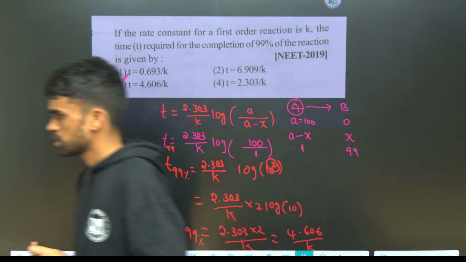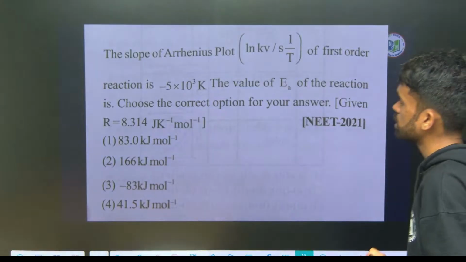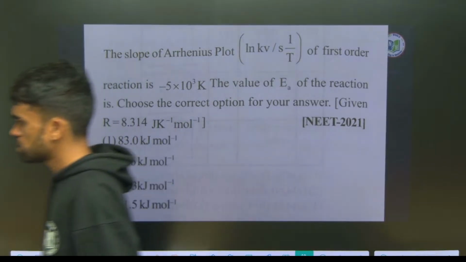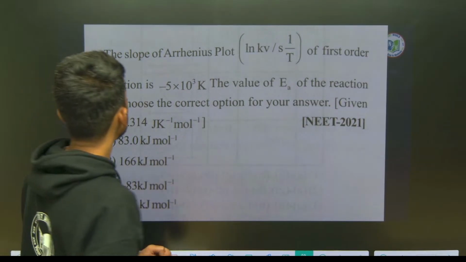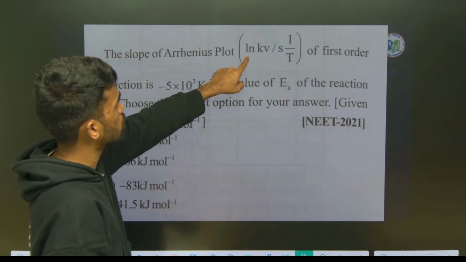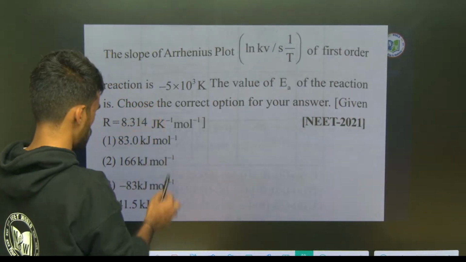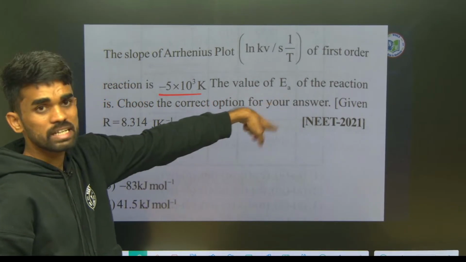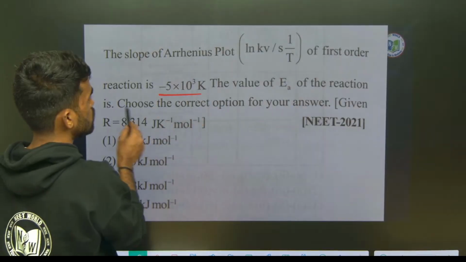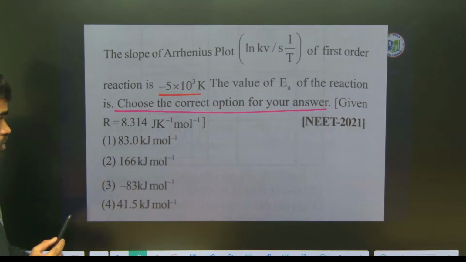Next we have one more question here. Look at this question and try to answer it. The slope of the Arrhenius plot, log k versus 1 by T, for a first order reaction is this much. The value of EA, the activation energy of the reaction, is, choose the correct option from these 4 options. How do you do it?